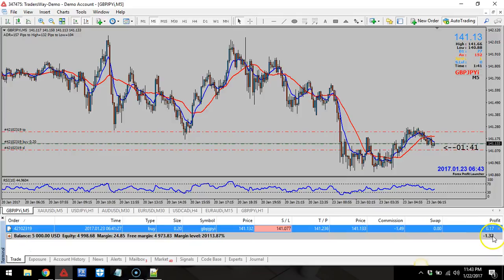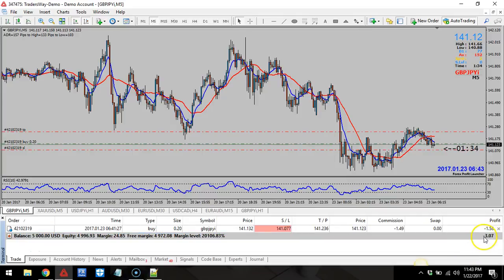Like right now I'm negative $1.66 overall. This price right here is the current price. This is deducting the commission. This is the actual price you make.